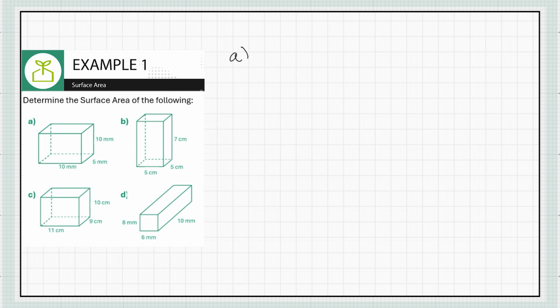Let's get started with our first one, A. Looking at A, the first thing we need to recognize is that for our surface area we are calculating the area of each pair of sides. We're going to do this by multiplying the area of each individual side by 2 and adding it to the next pair. There'll be 3 pairs in total because there are 6 sides.